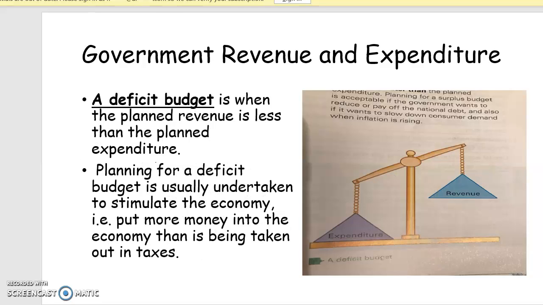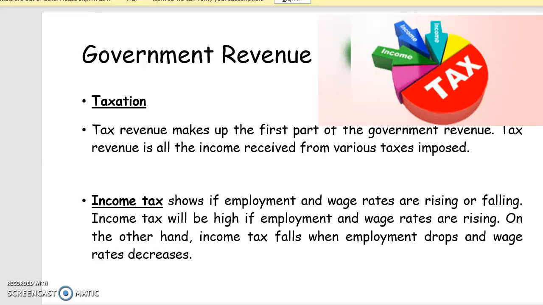PAYE. A deficit budget, on the other hand, in this picture here, is where expenditure is larger than revenue. So the government is planning for less revenue and paying out more. Planning for a deficit budget is usually undertaken to stimulate the economy, to put more money into the economy rather than taking money out of the economy. So the government introduced taxation.